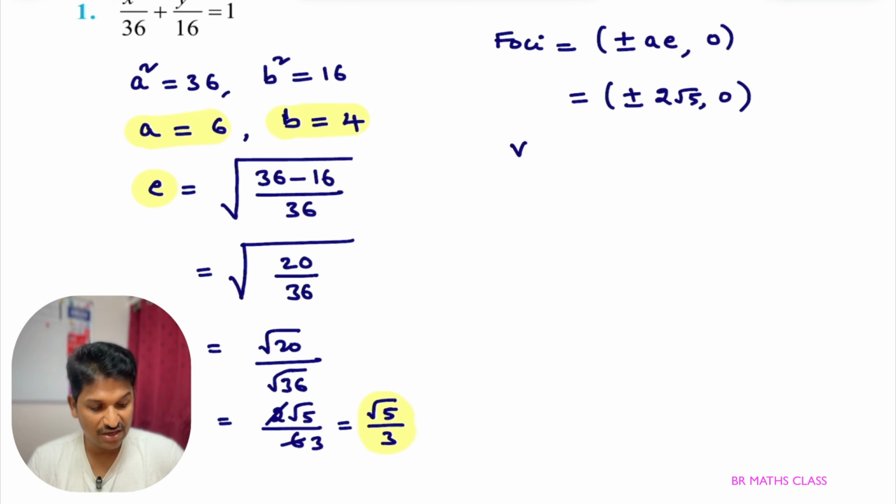Next one is vertices. Whether it is first type or second type, vertices are the endpoints of major axis. What are endpoints of this is first type of ellipse?